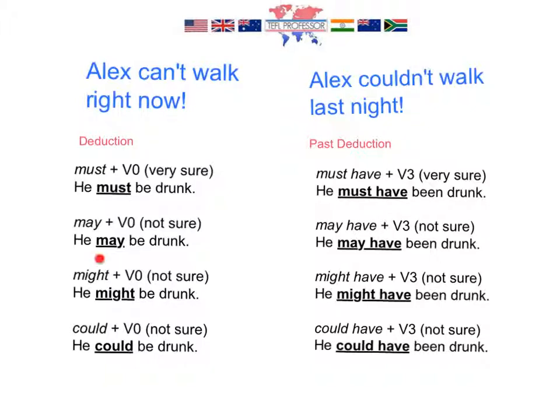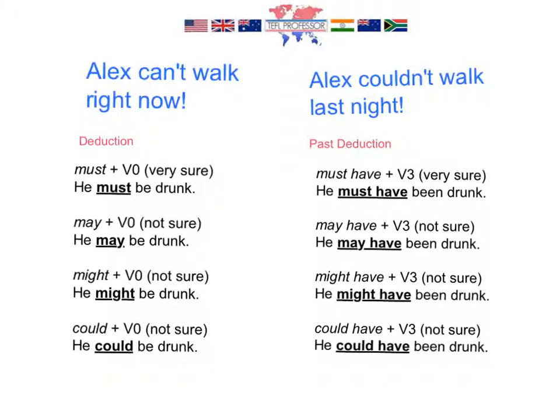The next 3, may, might, and could, these are all a little bit more not sure. They're softer. Yeah, he may be drunk, he might be drunk, he could be drunk. There's other explanations. Maybe he hurt his foot, maybe he's tired, maybe he's sick, something like this. With these bottom 3, we're not really sure if he's drunk or not. There's other possibilities. With must, we're almost definitively sure. It's a 95% chance that we know the reason.